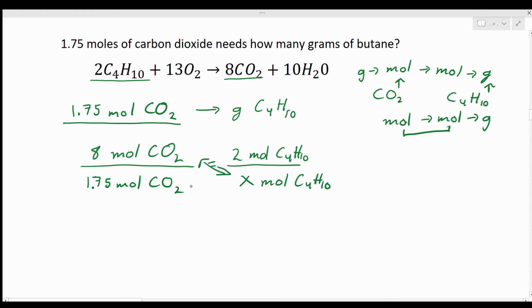8 times x is just 8x, and then 2 times 1.75 is going to be 3.5. And if we divide both sides here by 8, we get that x will be equivalent to 0.44, rounded to the nearest hundredth. And we know that this is going to be in moles of butane.